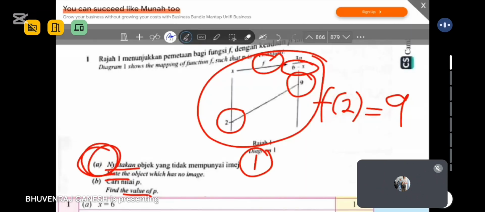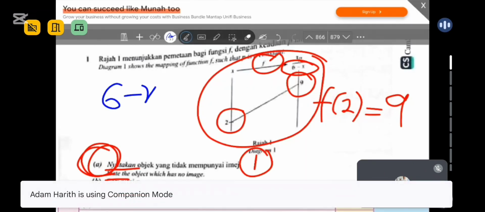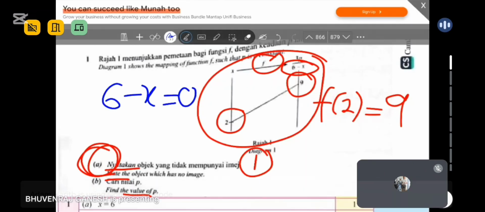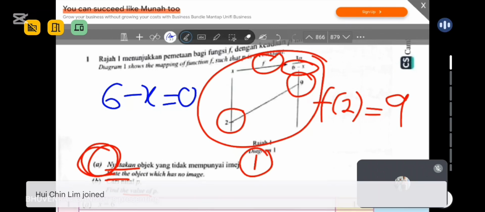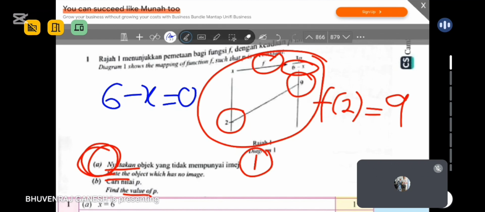So you will let 6 minus X equal to 0. Sebab apa-apa bagi kosong dapat infinity. Faham? Do you understand now? Anything you divide by 0 in a function, you will have infinity. Okay, like 1 over 0, infinity, something like that. Okay, so that is for question A.